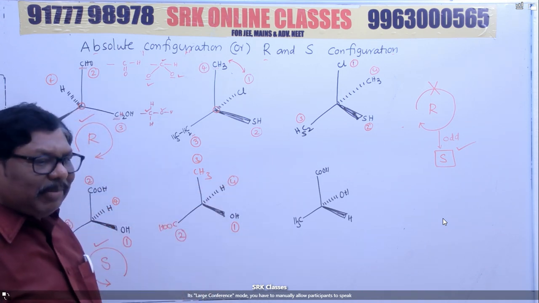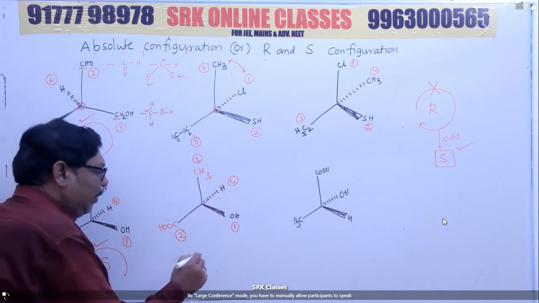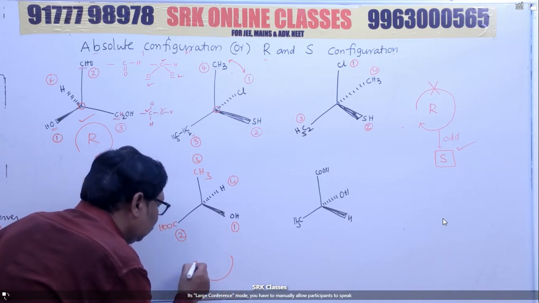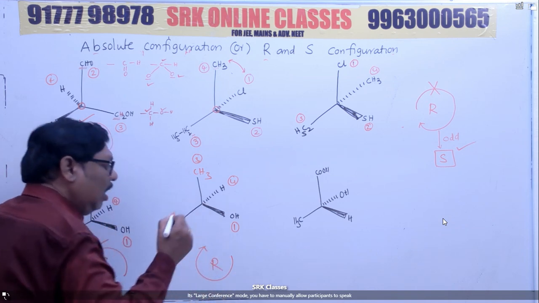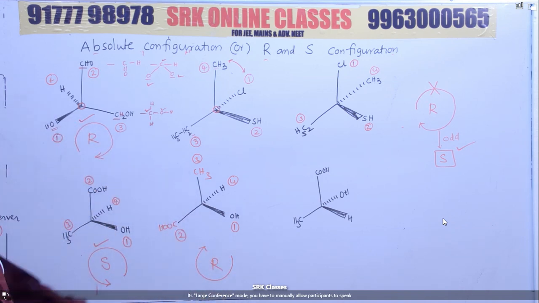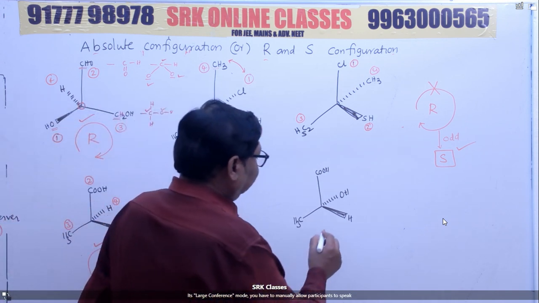Fourth group is away from the observer. Then connect the first 3 priority groups. This is clockwise direction, therefore it will be R, because the fourth is away from the observer. Now, look at the next one.